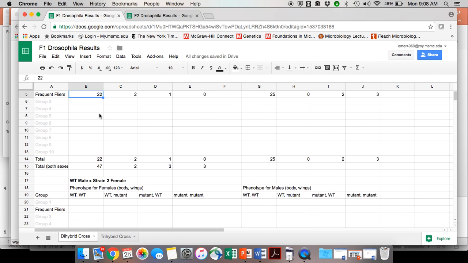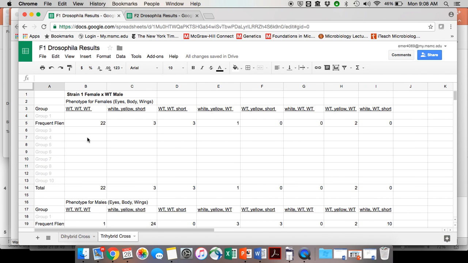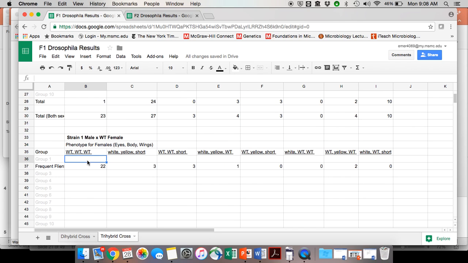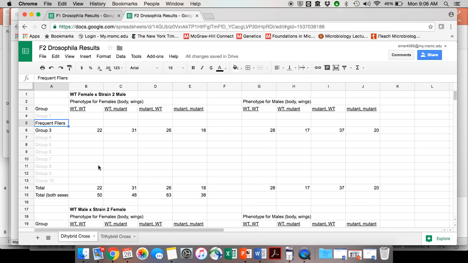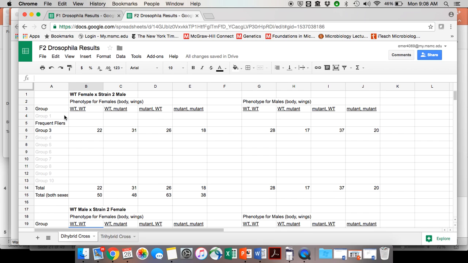So you may have data here, and you may have data here. And with the trihybrid cross, you may have data here, and you may have data here. But for the F2 results, remember, you only had to set up one of the F1 self-crosses. So you should only have data either here or here. And you could see group 3 only has data here, which is correct. You should only have data in one of these.